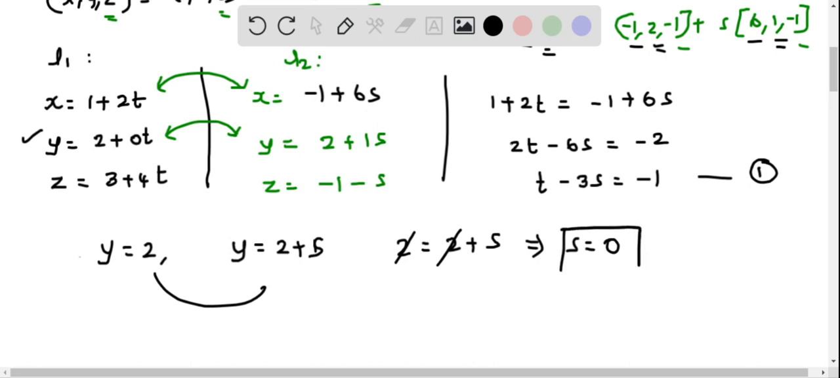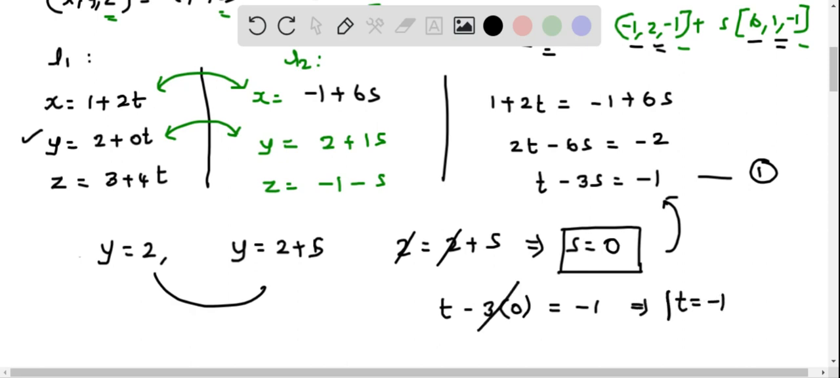So we determined the value of s. Using this value of s, we can plug it into equation 1 to determine the value of t. So let's do that. I'm going to plug in s equals 0. Equation 1 becomes t minus 3 times 0 equals negative 1, and this implies t equals negative 1. So we determined the values of t and s. Now we have to check if these two values are consistent.